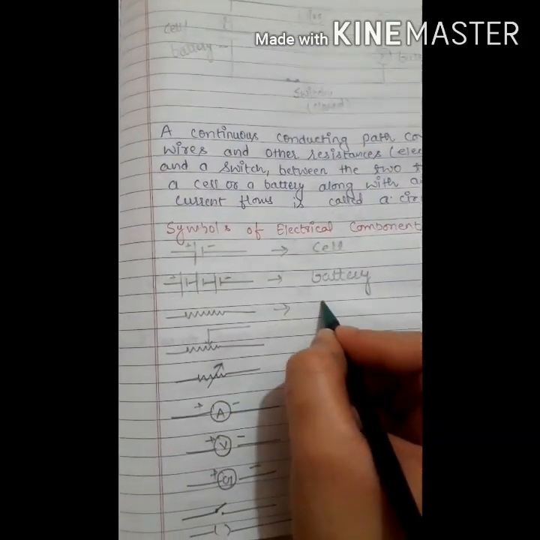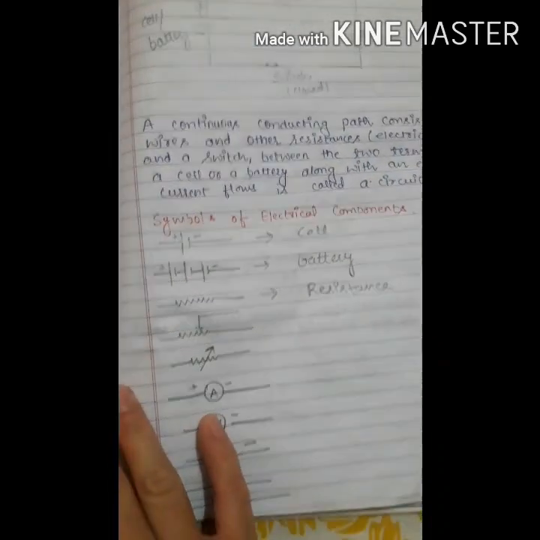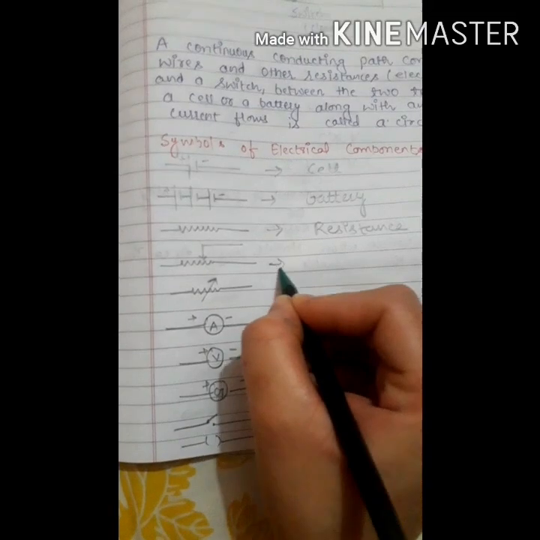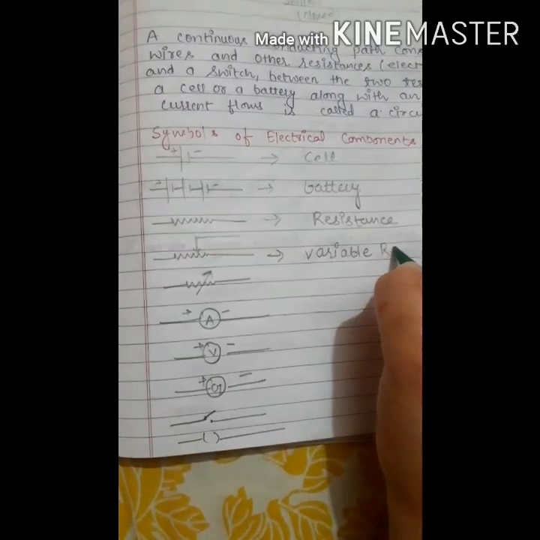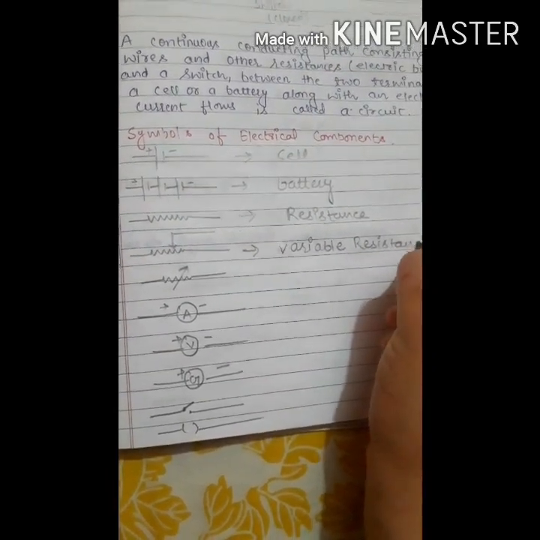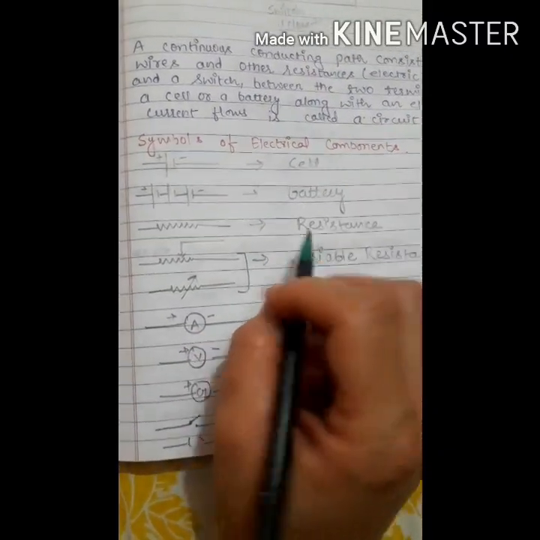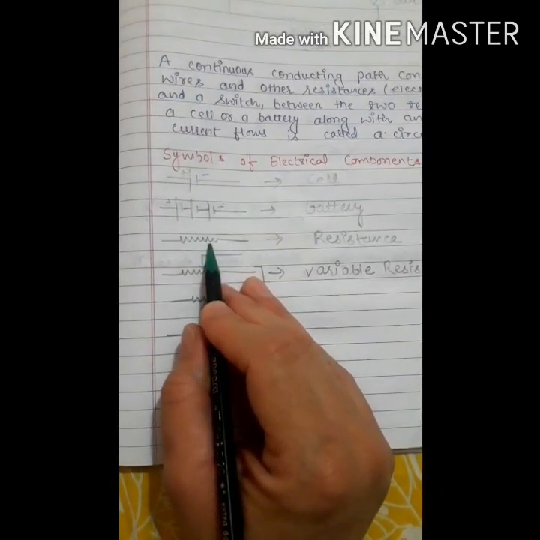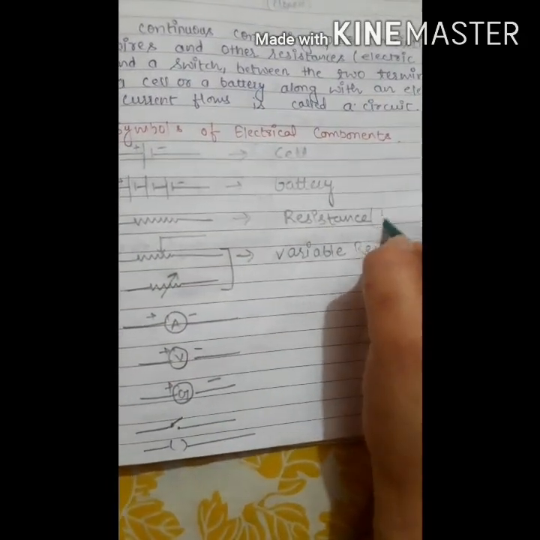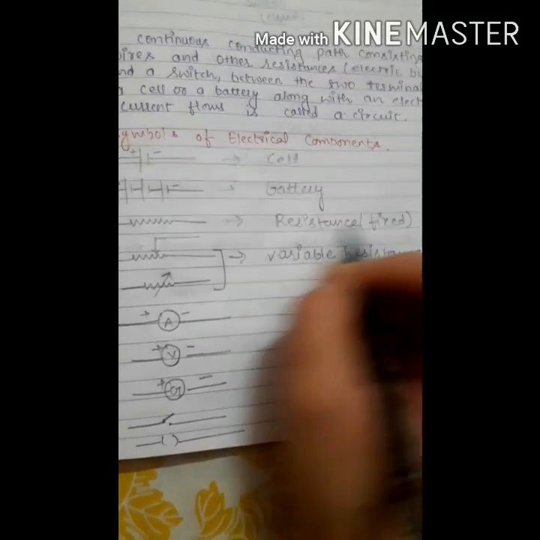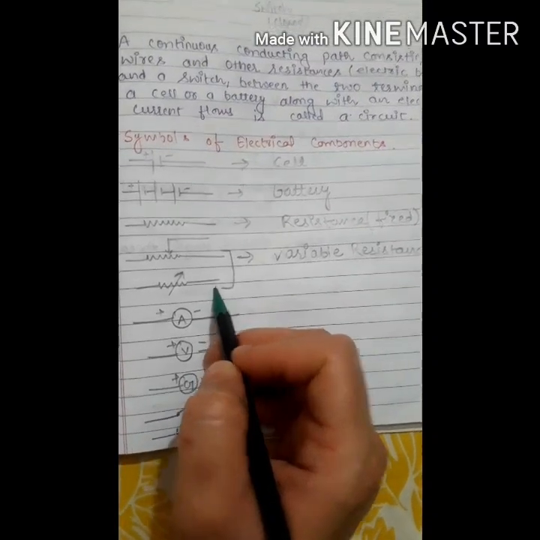This is the symbol of a resistance. This is the symbol for a variable resistance. These both are the types of variable resistance. This is known as the resistance or fixed resistance whose value remains fixed or constant. Variable resistance is those resistance whose value may be changed.